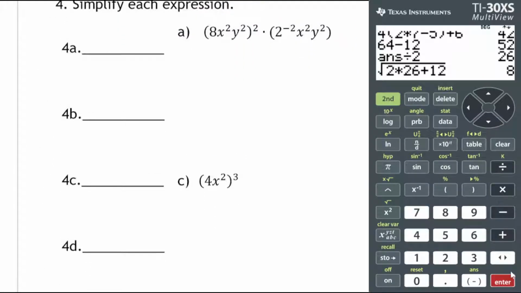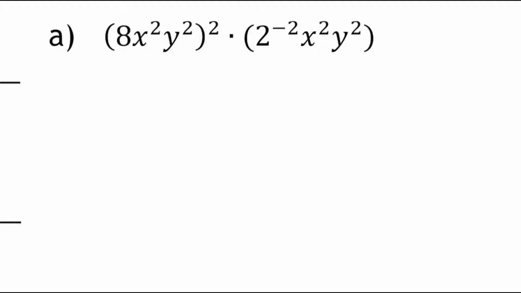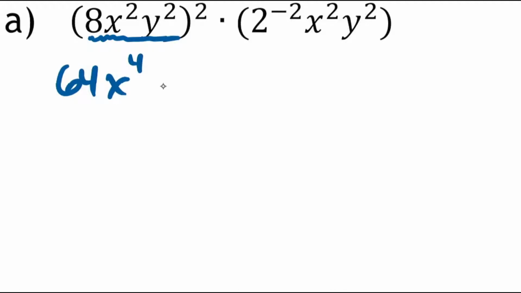All right, let's move on to simplifying 4 expressions here. Let's see how quickly we can do these with some understanding. I don't need the calculator for this. So the first thing I have is, wow. So I am squaring this, right? So all of that's going to get squared. So that thing becomes 8 times 8 is 64, x to the fourth power, y to the fourth power. Convincing yourself that's correct is important, right? I'm squaring 8. 8 times 8 is 64. I'm squaring x squared. That's x to the fourth. And same thing with y squared.